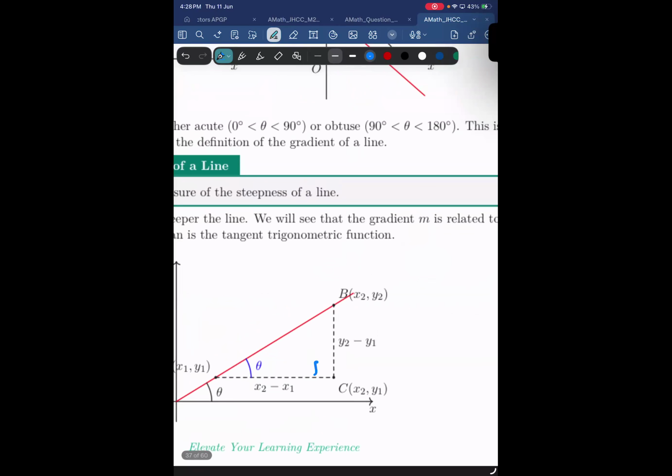So this is a right angle triangle, right? By corresponding angles, this angle here and this angle here are the same. They're the same angle.